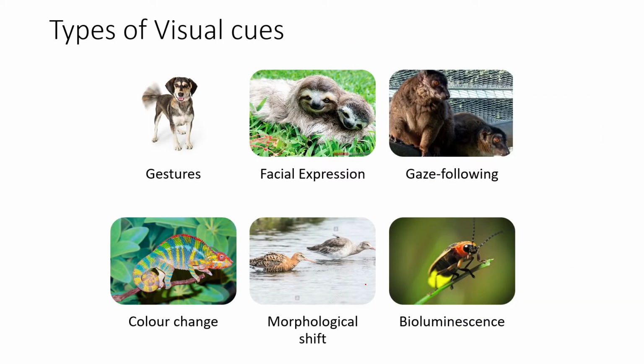Different types of visual cues include gestures, like a tail wagging or my hand movement. All these are non-verbal communication, which doesn't include any form of verbal or auditory signals. It includes movement of different body parts. I'm moving my head, my hand, my tail, my ears. These kinds of movements of body parts are called gestures.